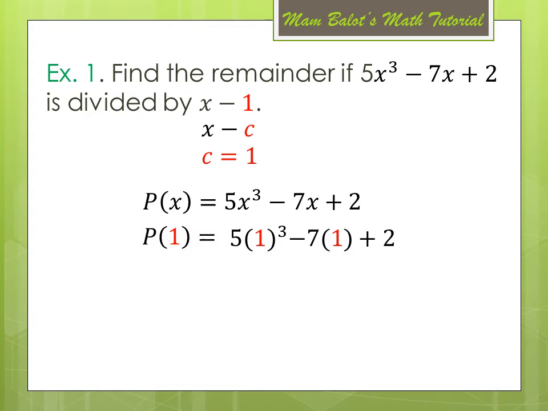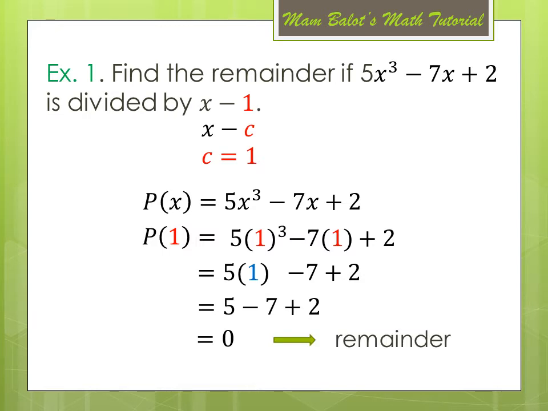So that becomes now 1 cubed is equal to still 1. Then 7 times 1 is equal to 7. Then we just copied plus 2. So 5 times 1, of course, that is equal to 5. Then copy the rest. And 5 minus 7 plus 2 is actually equal to 0. So 0 here is the remainder when this polynomial is divided by x minus 1. So the remainder theorem actually tells us that we can compute the remainder without actually dividing our polynomials, if we are only concerned of the remainder. Let's have another example.